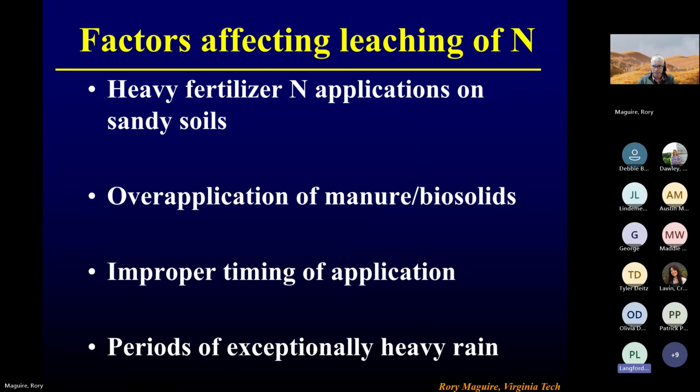And so some of the factors affecting leaching of nitrogen include heavy fertilizer nitrogen applications on sandy soils, like we mentioned before, over application of manure and biosolids, improper timing of application, which I'll go a little bit more in depth on the next slide, and then periods of exceptionally heavy rain all negatively impact nitrogen leaching. Next slide, please.